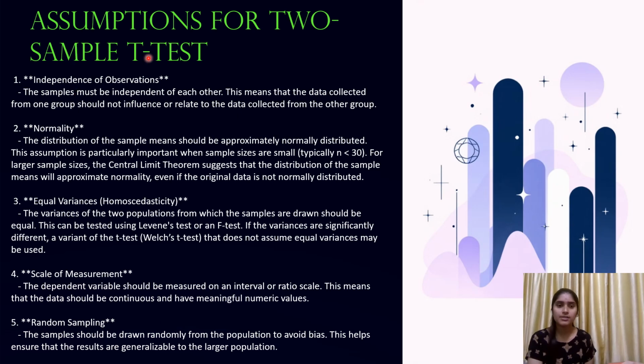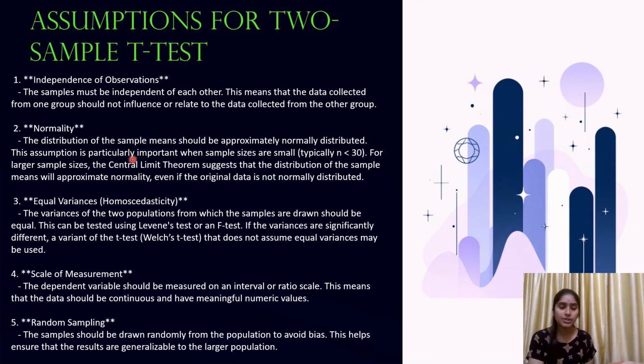Now, assumptions for two sample t-test. Independence of observations. The samples must be independent of each other. This means that the data collected from one group should not influence or relate to the data collected from the other group. Second one is normality. The distribution of the sample means should be approximately normally distributed.